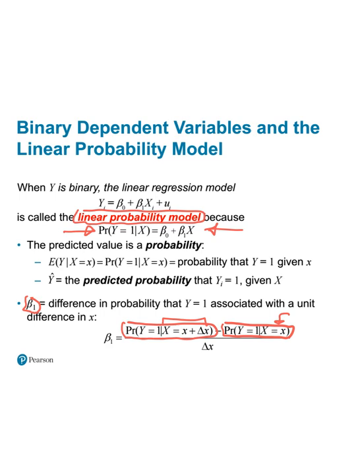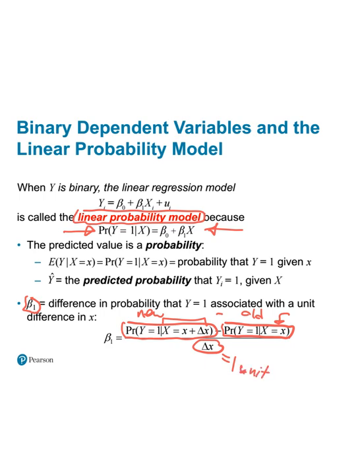So beta 1 is the change in the probability, the marginal probability, comparing the new probability, subtracting the old probability, and dividing by that change in x. Usually the change in x, we like to say, is 1 unit, just to keep things simple.